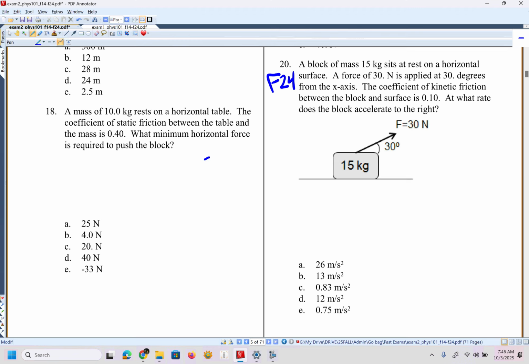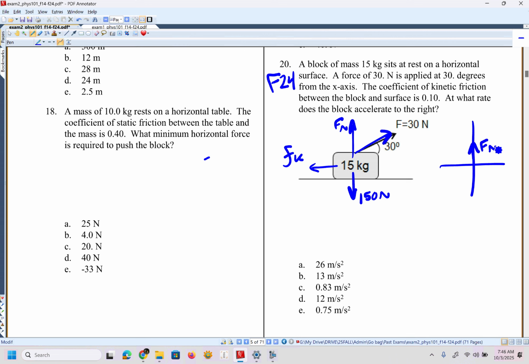Draw all the forces that are involved. I have a normal force, have a weight. That's equal to 150 newtons, by the way. And I know it's moving to the right, so I have a kinetic friction. And then I have this 30 Newton force that's up in that direction. I'm going to draw my coordinate system and now draw all the vectors.